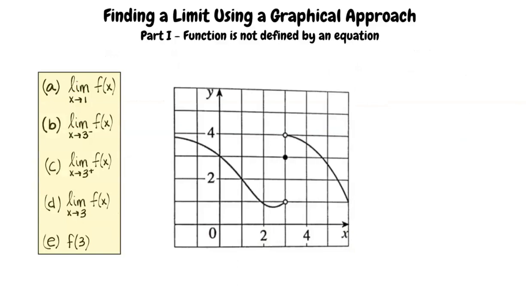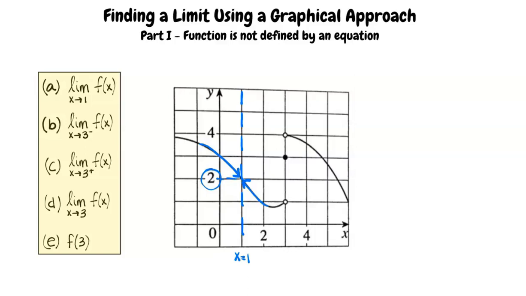For the function f whose graph is given, state the value of each quantity if it exists. If it does not exist, explain why and label DNE, or does not exist. For part A, we need to find the limit of f of x as x approaches 1. We need to denote where x equals 1 on the graph. Then we can approach this x value from the left and right-hand sides to determine the limit. As we approach 1 from both sides, we approach a y value of 2.